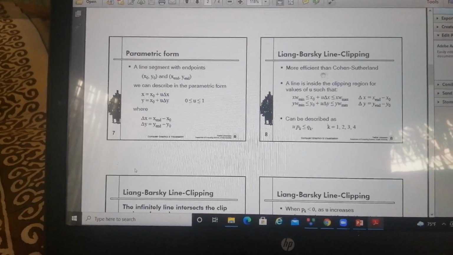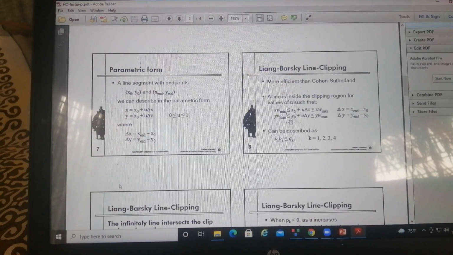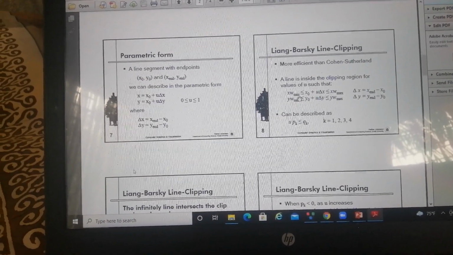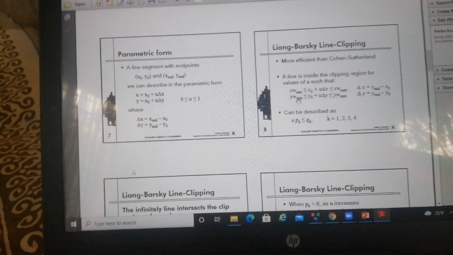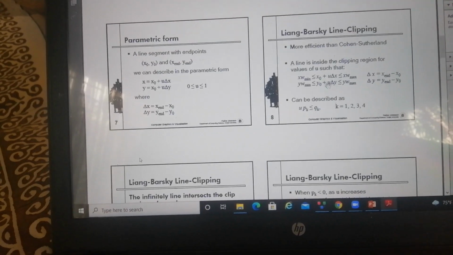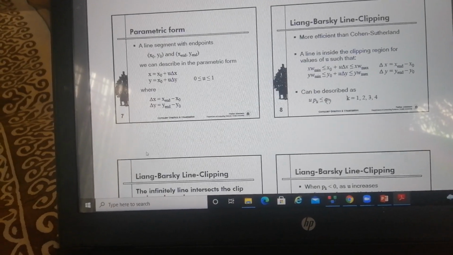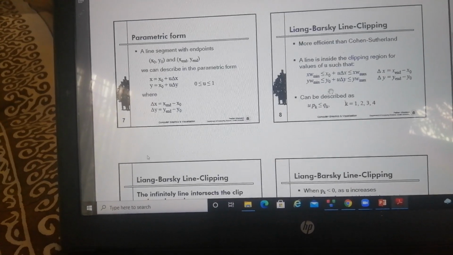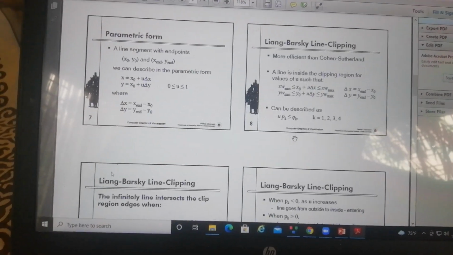Okay, so this is more efficient than the Cohen-Sutherland algorithm, which I have already talked about earlier. It's much faster. So you can see over here that xw min is the left clipping boundary, and xw max the right clipping boundary, and the bottom clipping boundary and the top clipping boundary. So delta x is this one. So we have 4 inequality equations, which can be described as u pk less than or equal to qk, where k is 1, 2, 3, 4 for the 4 boundaries.